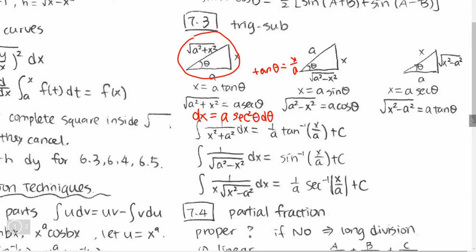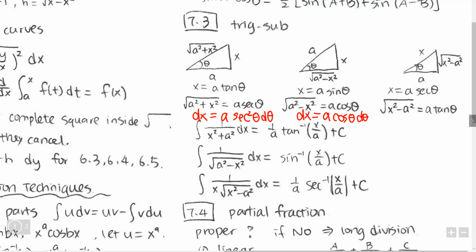Okay, and then next, when you see square roots of a squared minus x squared in your integral, you're going to let x be a sine theta. Then the square root of a squared minus x squared is going to be, who's the wife of sine? That is cosine, right? So we're going to have this. And what is dx? dx is the derivative of sine, which is cosine theta d theta.